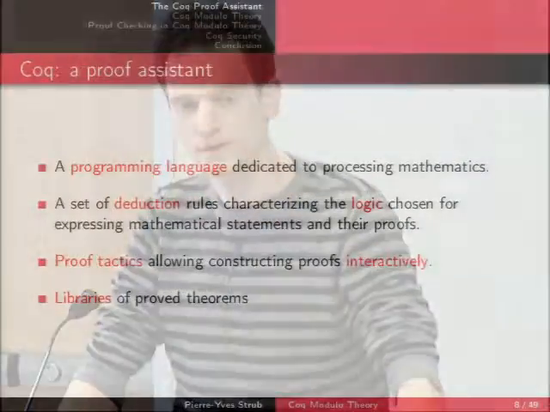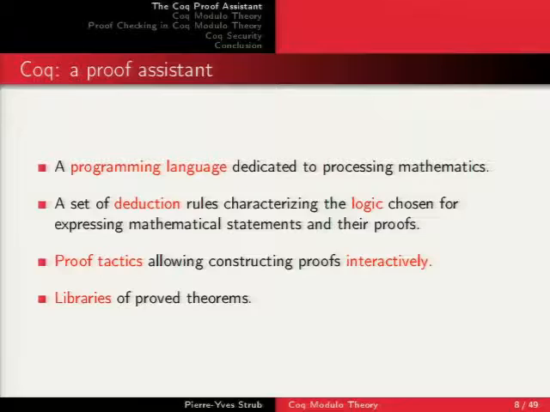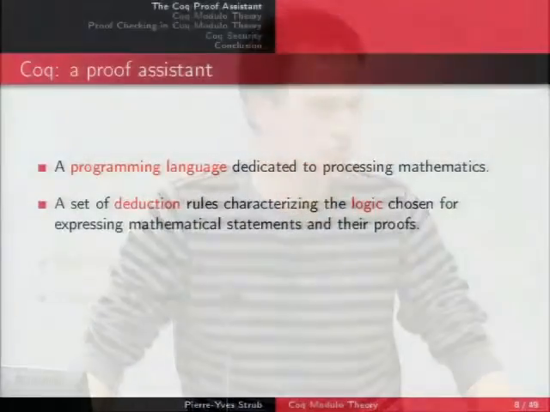So what is Coq? Coq is 4 things. Coq is a programming language dedicated to processing mathematics. Then Coq is a set of deduction rules characterizing the logic chosen for expressing the mathematical statements and also the proofs. Coq comes with proof tactics allowing you to construct proofs interactively, and then on top of this you have libraries of proven theorems.